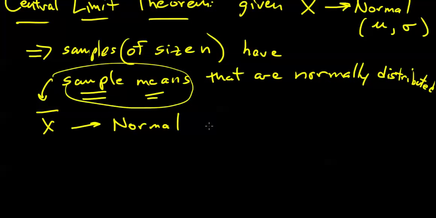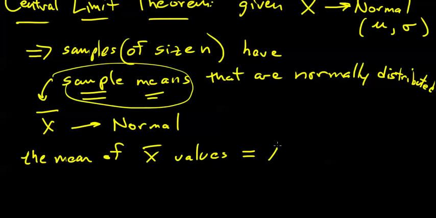When you say something is a normal distribution, you should ask yourself two questions. Of course, what's the mean and what's the standard deviation? And let me write that down here. I'll write this down in words first. The mean of the X bar values. In other words, the mean of the sample means. We denote that as mu sub X bar.